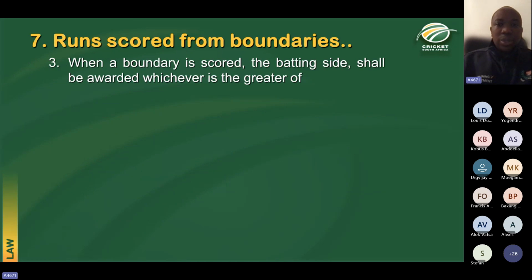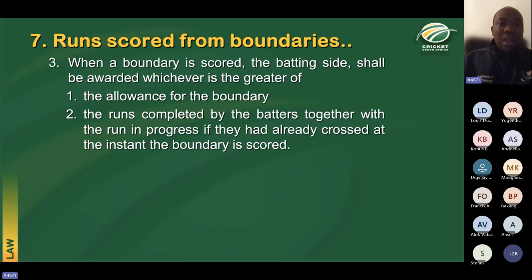When a boundary is scored, the batting side shall be awarded whichever is the greater of the allowance for the boundary or the runs completed by the batters together with the run in progress if they had already crossed at the instant the boundary is scored.